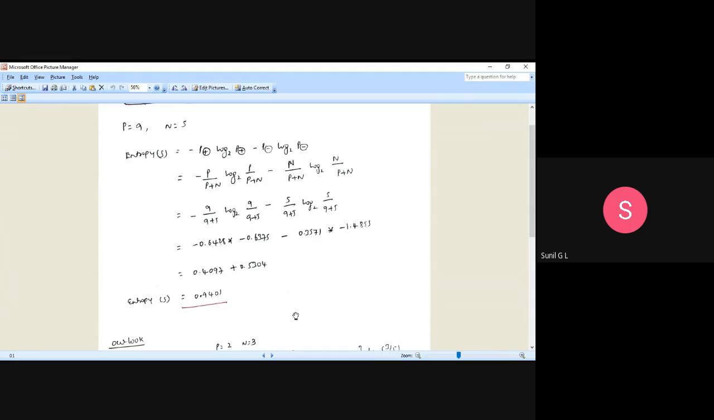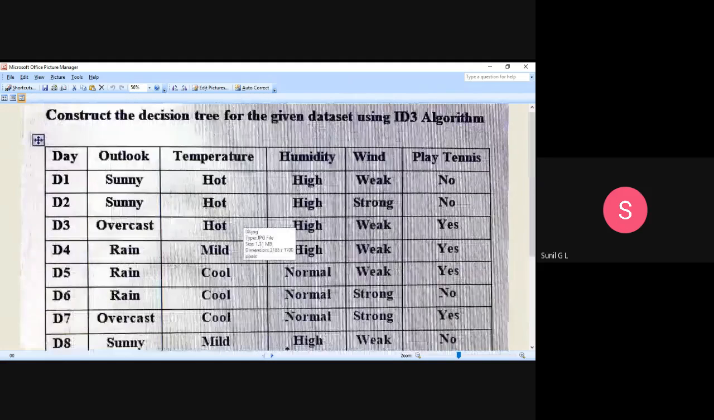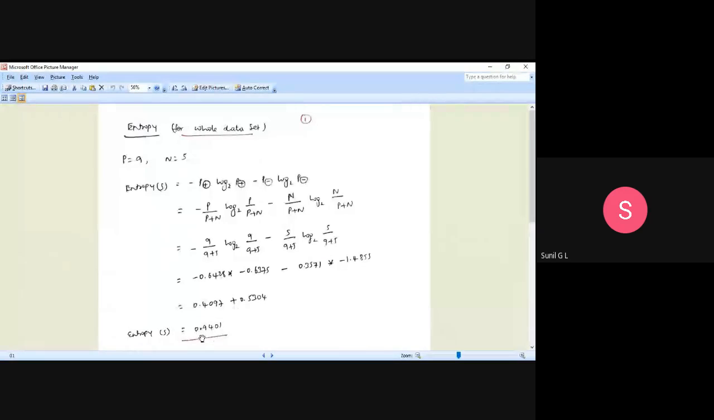The entropy of the whole data set will be 0.9401. So this is the entropy of the whole data set. Here 14 rows are there, 9 are positive and 5 are negative. The entropy will be 0.9401. Like that we will calculate the entropy of a data set.